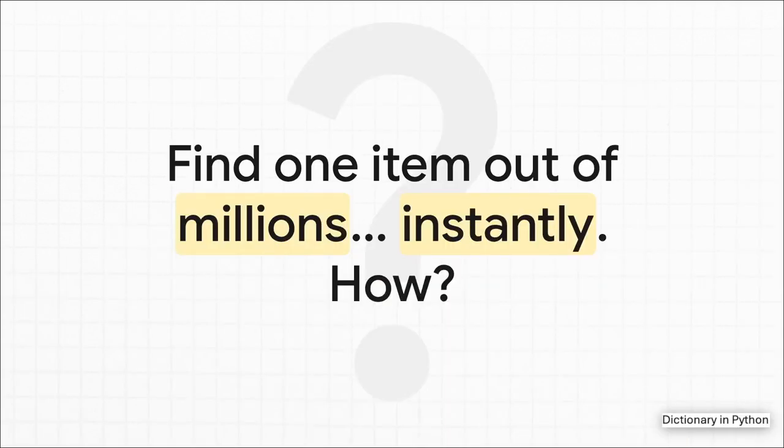So picture this. You've got a database with millions of user profiles, and you need to find one, just one, specific person by their username. You're not going to check every single user one by one, right? I mean, that would take forever. So how in the world can a program find that one user in the blink of an eye?